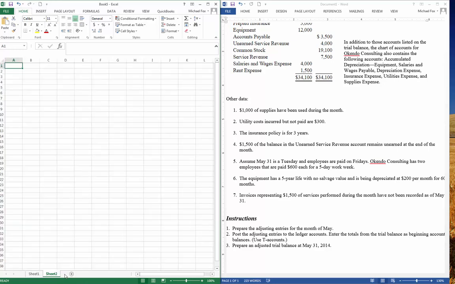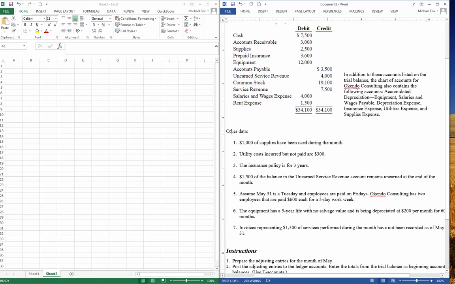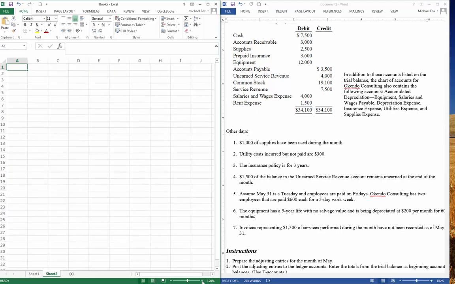And then what I'm going to do is I'm going to make a T account for every account, and that's going to take a few moments. I'll show you how to do a couple, and then I'll pause this so you don't have to watch me do the whole thing.